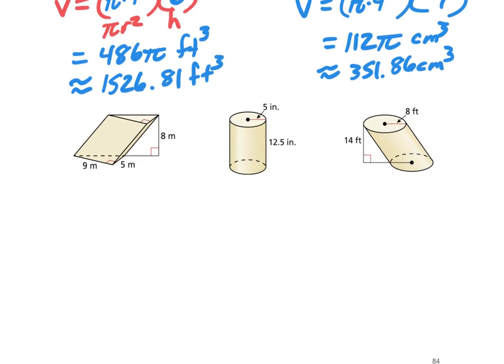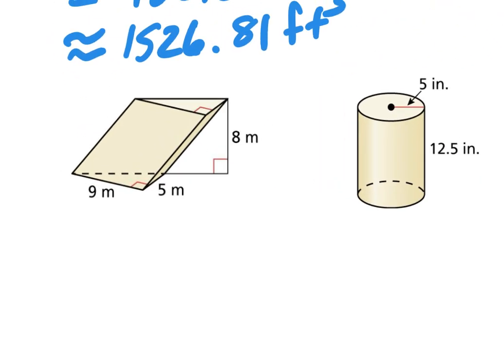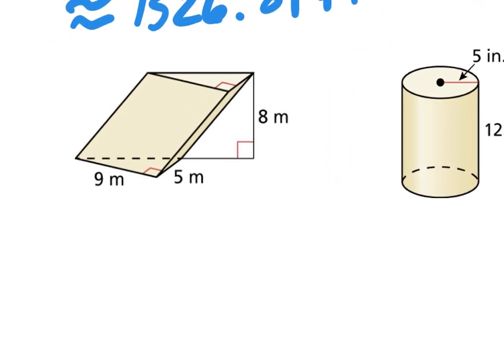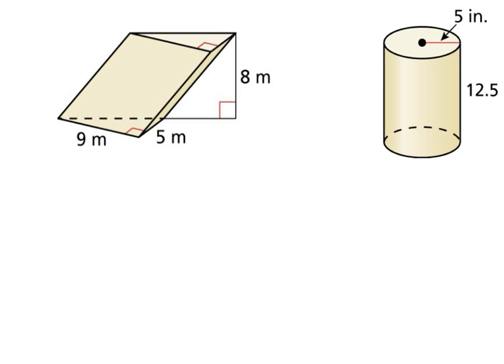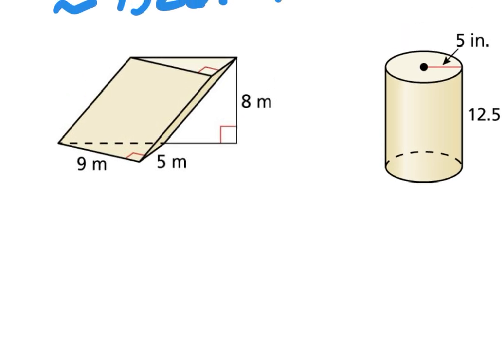Okay, let's look at this one here. What type of figure do we have right here? Is it a cylinder? No, my base is not a circle, right? So this is not pi r squared times h. So we always have to pay attention to what our base is. Our base here is what kind of figure? Triangle. Yep, triangular prism.